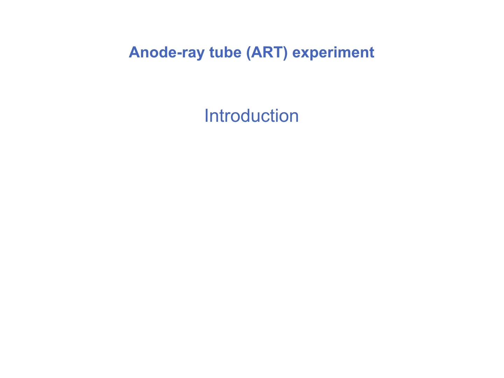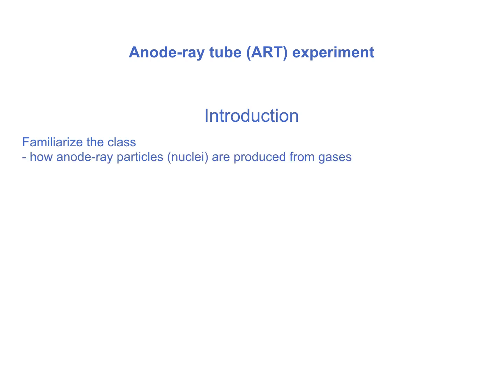Hi, in this episode we're going to look at the anode ray tube experiment. Anode rays are similar to cathode rays, except that these have a different charge on them. So in this episode we will familiarize ourselves with how anode rays are produced and how this discovery helped the investigation of the atomic structure.